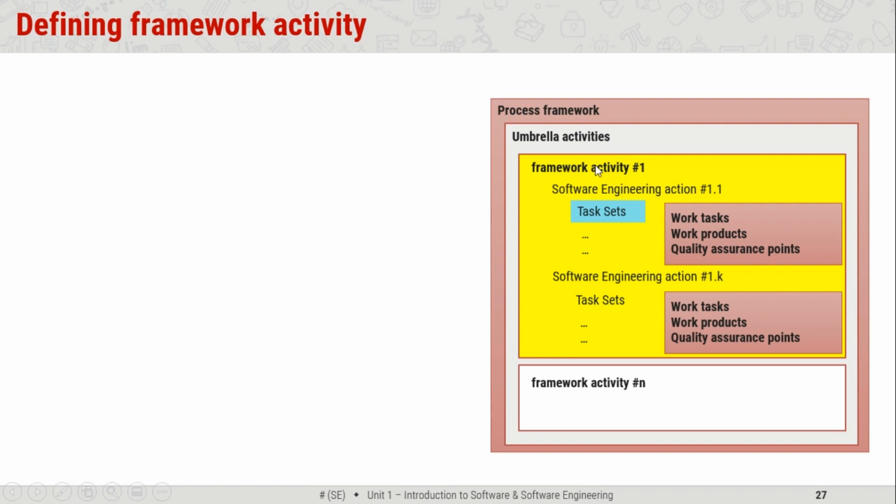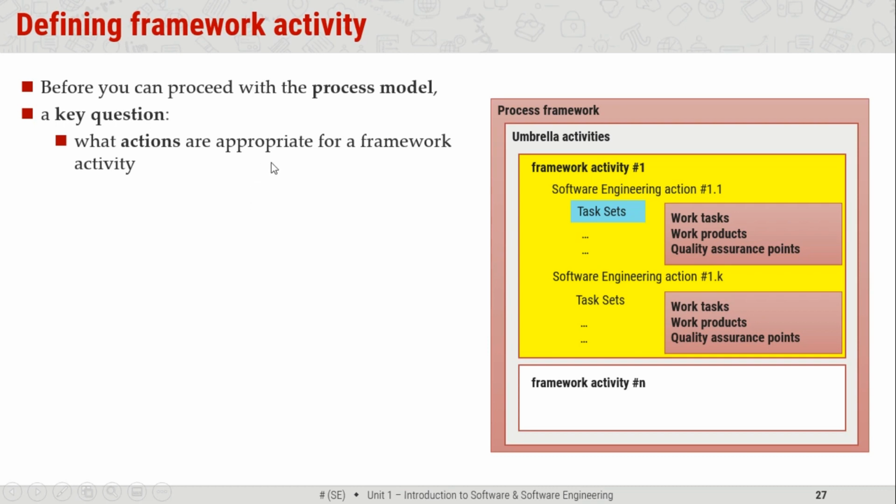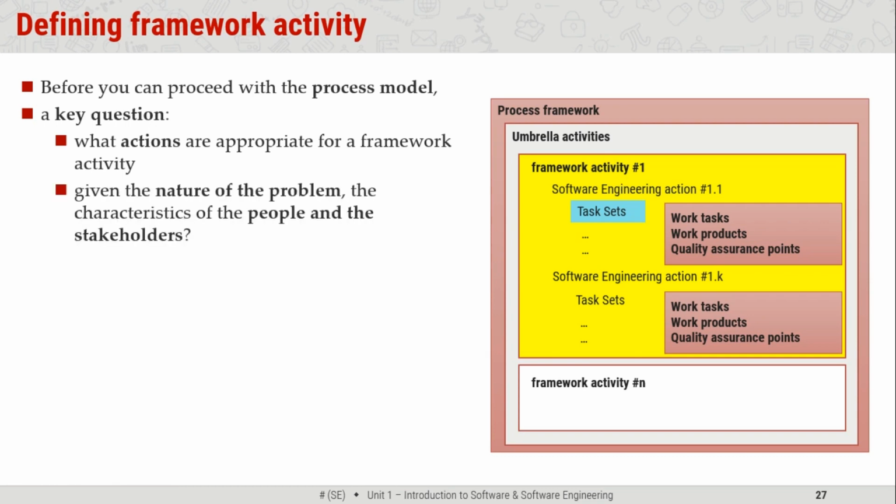So, defining the framework activity. Before you proceed with the process model, whenever you decide that you want to use a particular model, waterfall model, spiral model, or any other model, we first of all have a key question: what actions are appropriate for the framework activity? What is the bigger goal you want to achieve, what is the nature of your problem, and what are the characteristics of the people and the stakeholders?